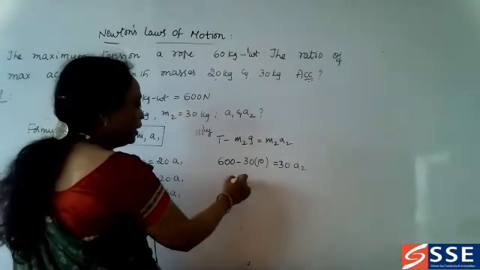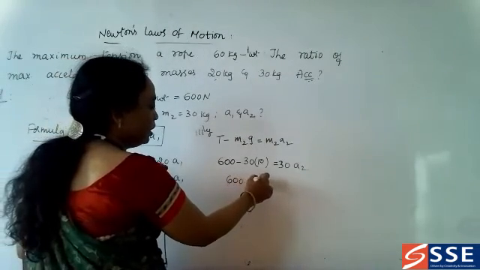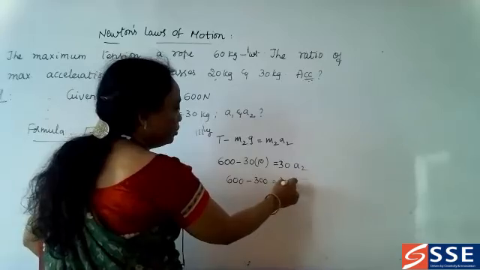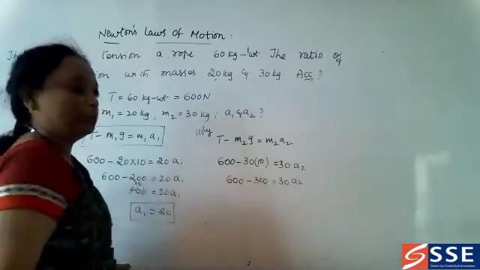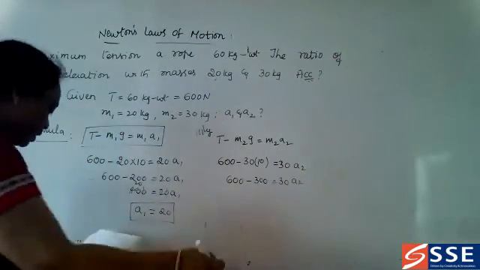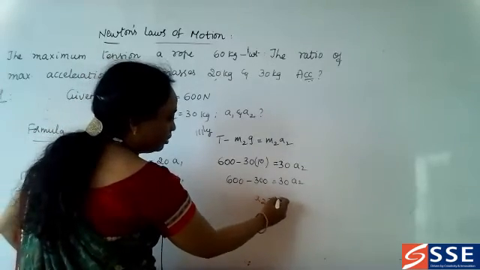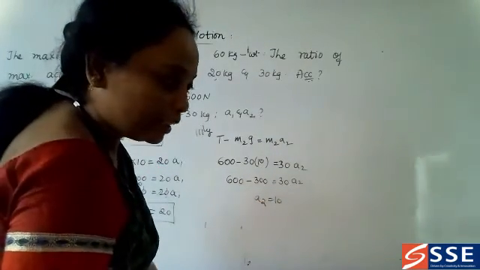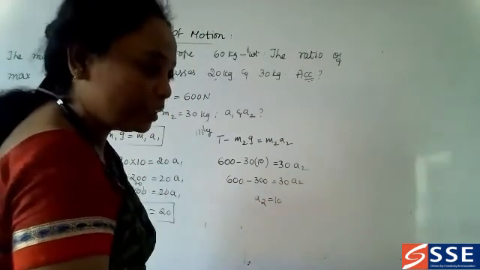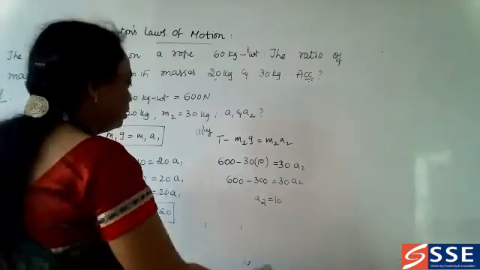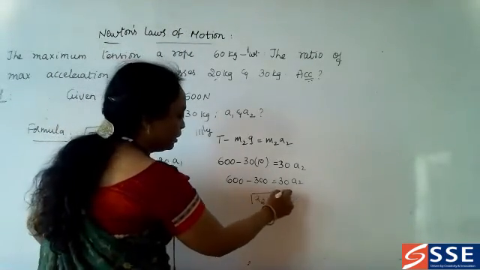Therefore, 600 minus 300 is equal to 30 into a2. So after substitution, we are going to get a2 as 10. Very good. So a2 is 10. Answer is same, Mansoor. So a2 goes to 10.